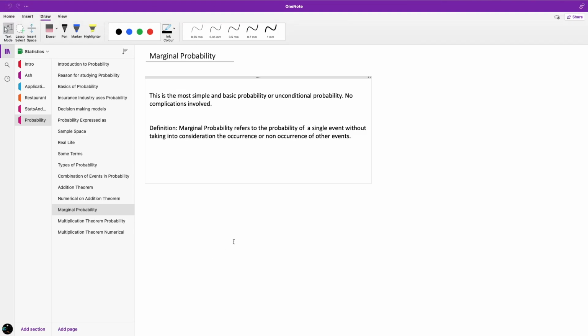Hi, today we are going to look at marginal probability. This is the most simple and basic probability, or unconditional probability. No complications are involved. The formal definition is: marginal probability refers to the probability of a single event without taking into consideration the occurrence or non-occurrence of other events. So let us see some examples to make it clear.